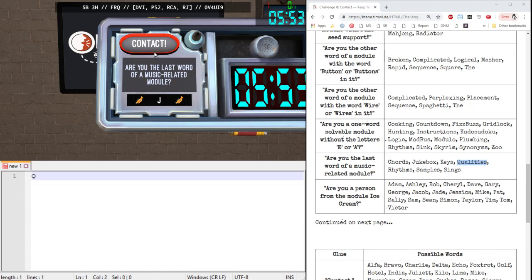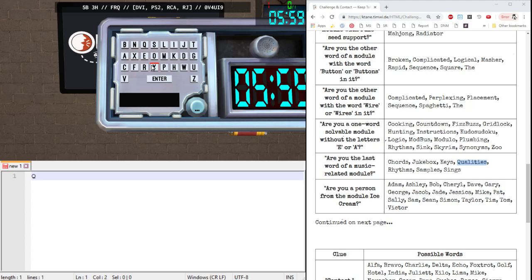And remember, this keyboard is a little randomized, so we'll have to search for the letters. Contact. Challenge. U-A-L-I-T-I-E-S. Plenty of time left. Waiting for it to say OK.